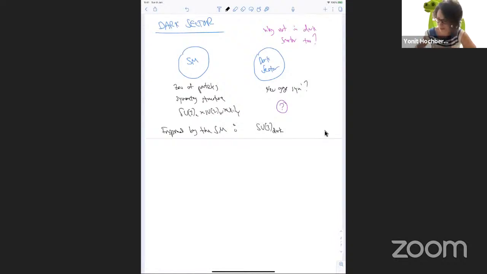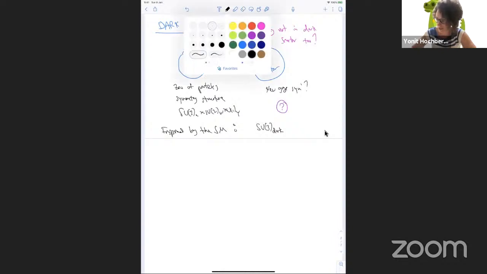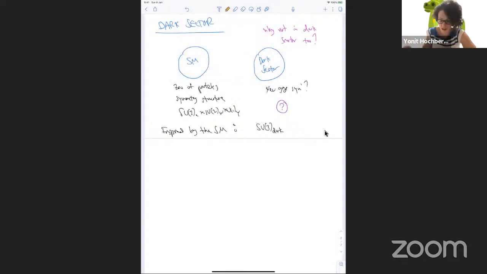And in fact, it doesn't have to be so similar to the standard model. I can just think of generalizing this to any other gauge symmetry. So maybe there's some general SU(N) dark symmetry, or an SO(N) dark symmetry, or even an Sp(N) gauge symmetry. So these are examples of gauge theories that could exist, or that our dark sector could follow.